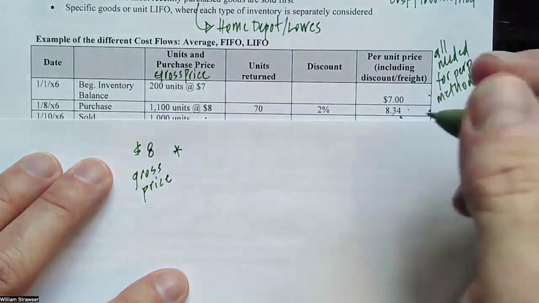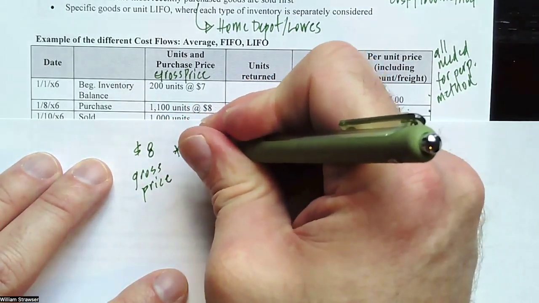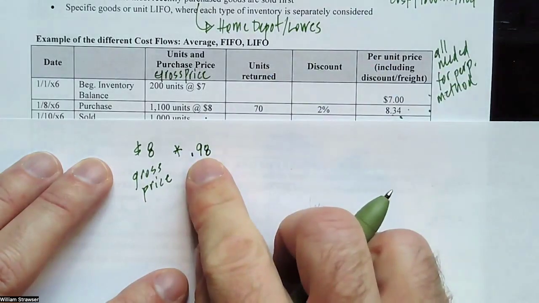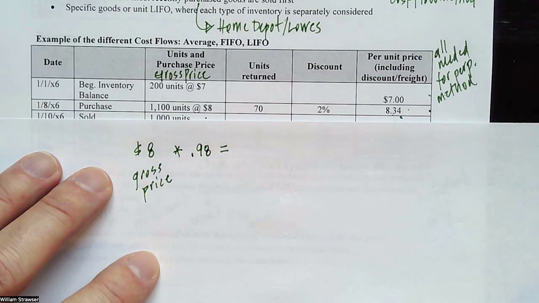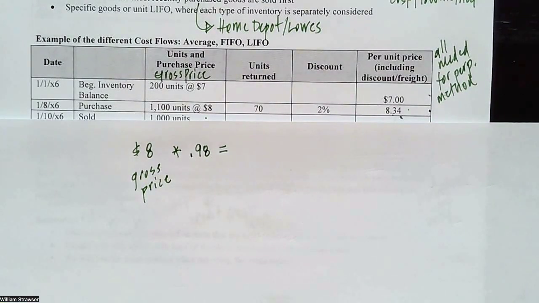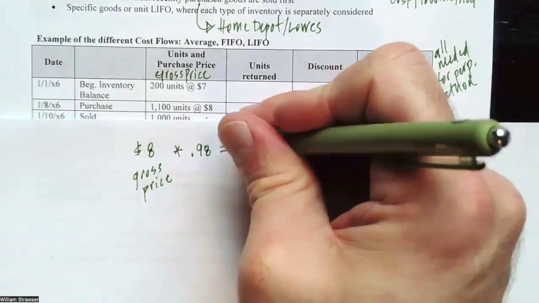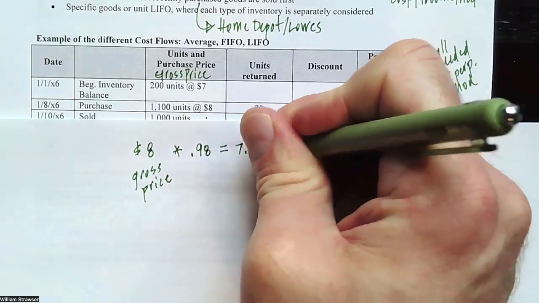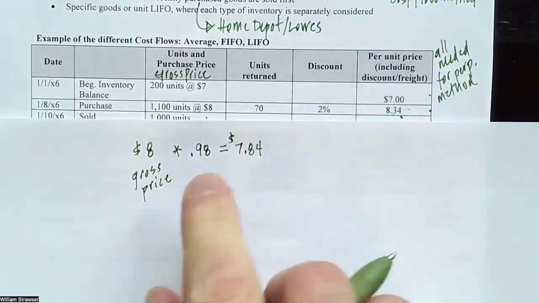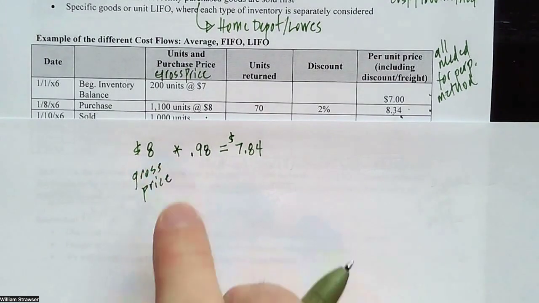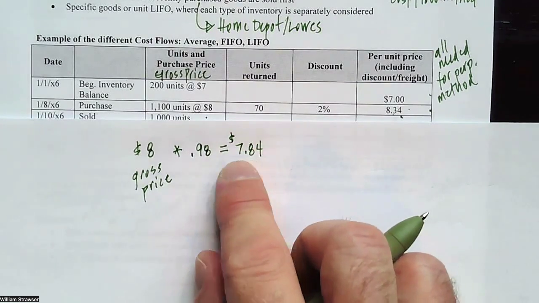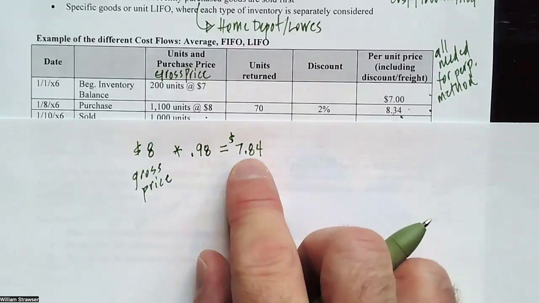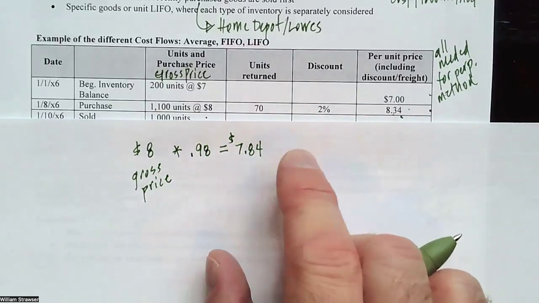So to get a net of discount price, I'm going to multiply it by 98%. This removes the discount and just gives me that net of discount price. And the net of discount price for these guys, $8 times 0.98 is $7.84. And of course, you could take 2%, multiply by 8, get 16 cents, subtract 16 cents from 8 and get the same amount. But this just gives me a one-step product that gives me the same result.